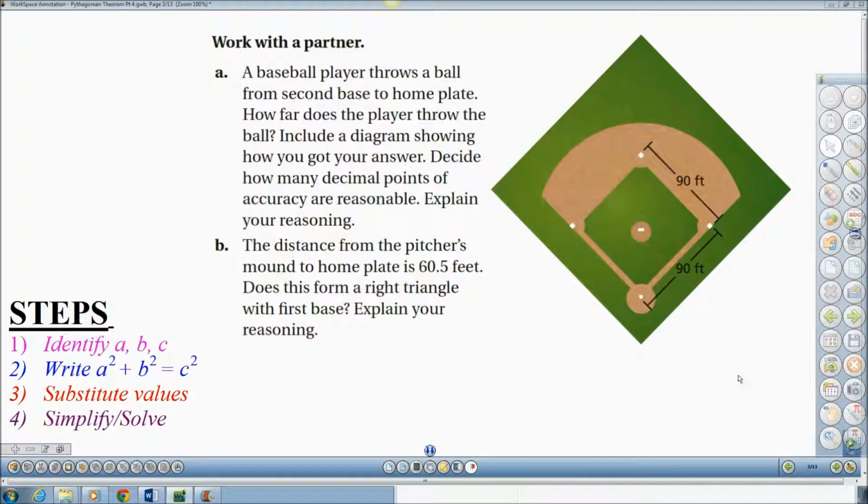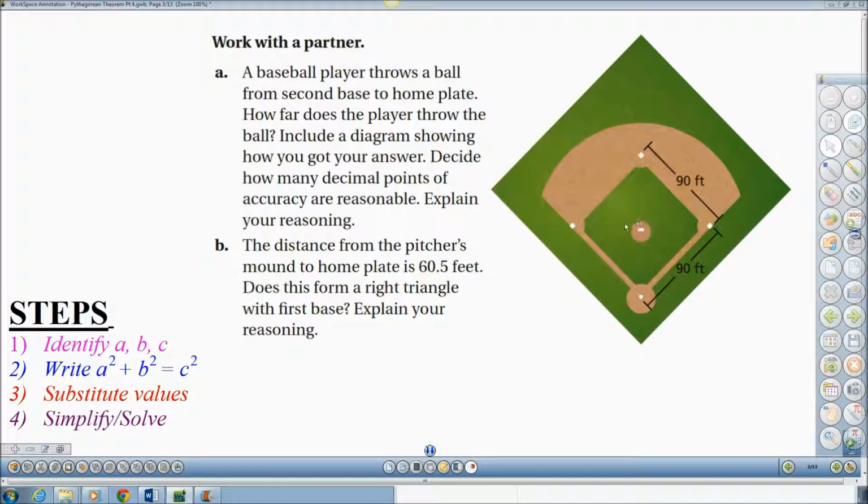Now I'm not going to solve all of these problems, I'm just going to show you how you can use the steps to find your answers. I'm going to break the problems down for you, but you're more than welcome to pause the video at any time and go ahead and solve each problem and then practice using the Pythagorean Theorem. Okay, so here we go.